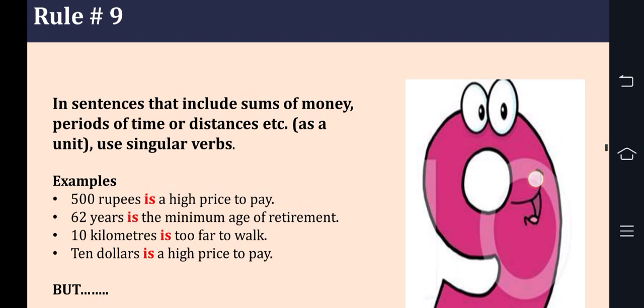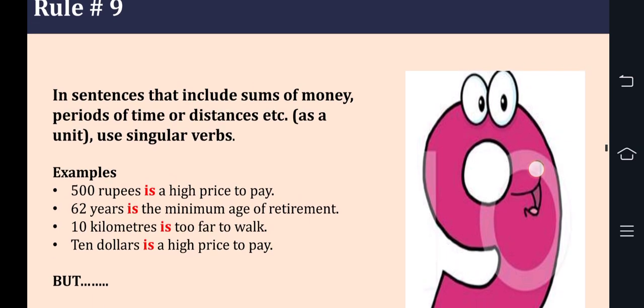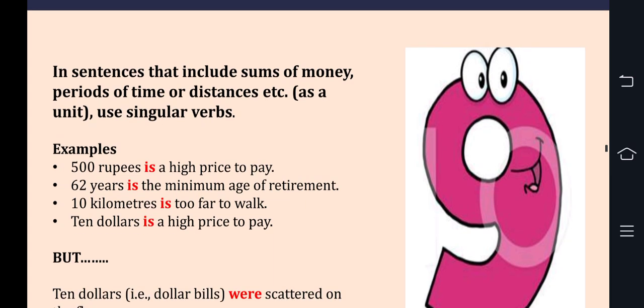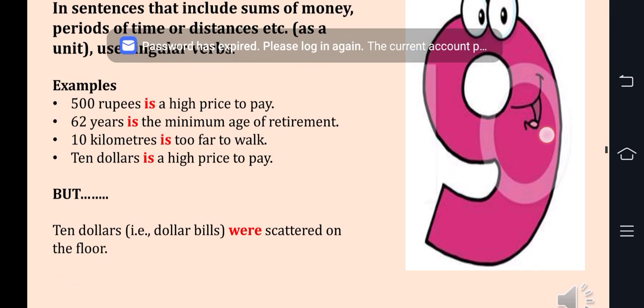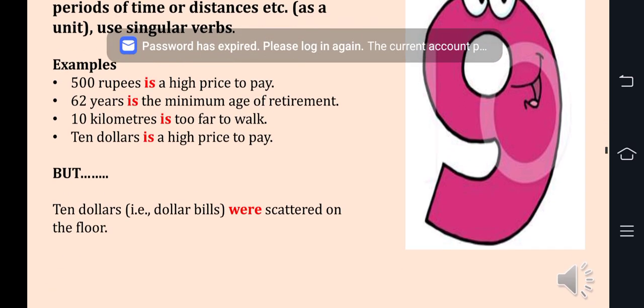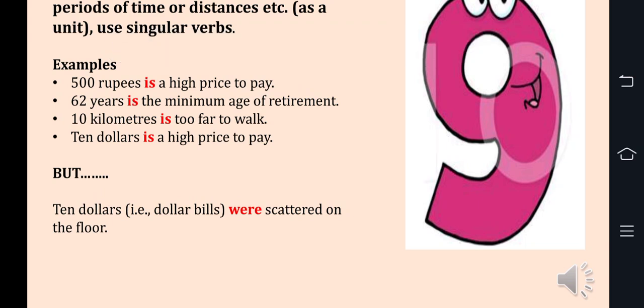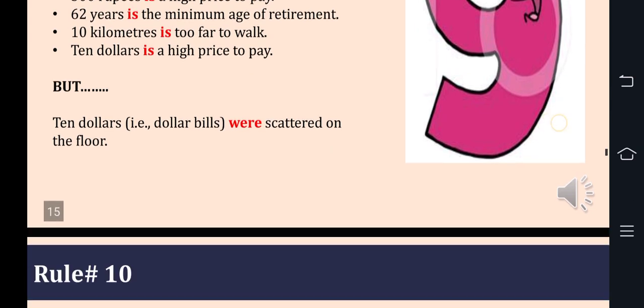Now we will go to rule number 9. In sentences that include sums of money, periods of time or distances etc. as a unit, use singular verbs. For example, 500 rupees is a high price to pay. 62 years is the minimum age of retirement. 10 kilometers is too far to walk. $10 is a high price to pay. But "$10 bills were scattered on the floor." Kindly notice: $10 bills, that is currency notes, were scattered on the floor.